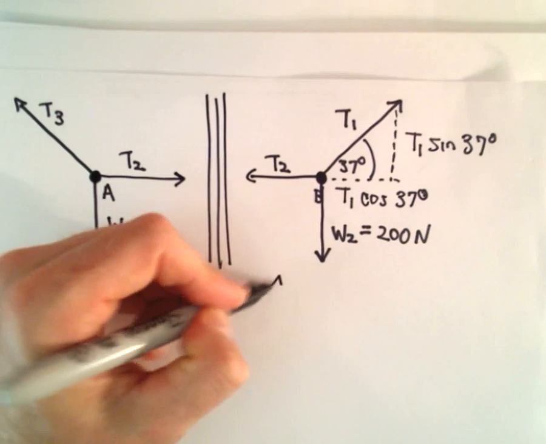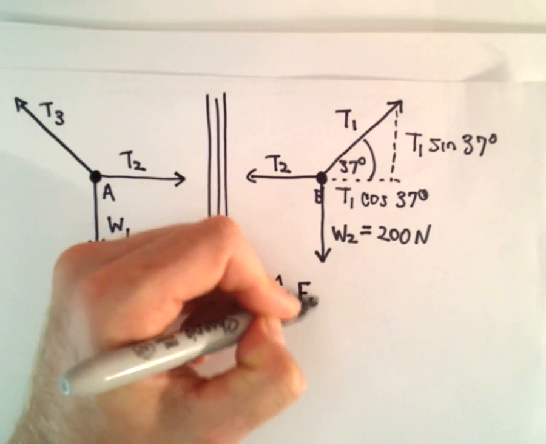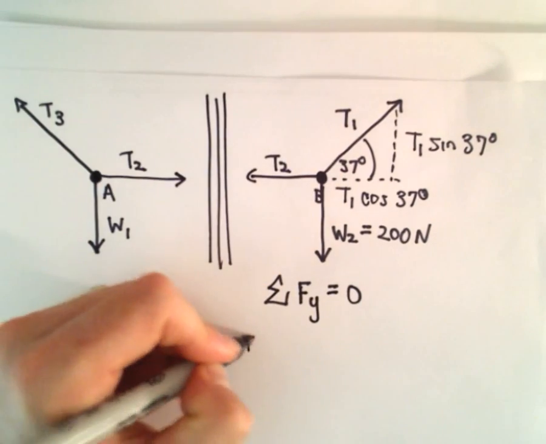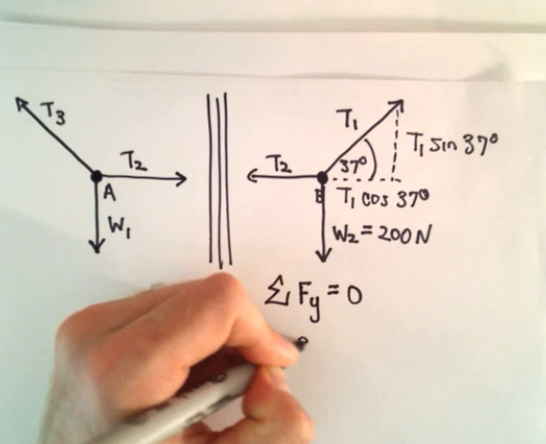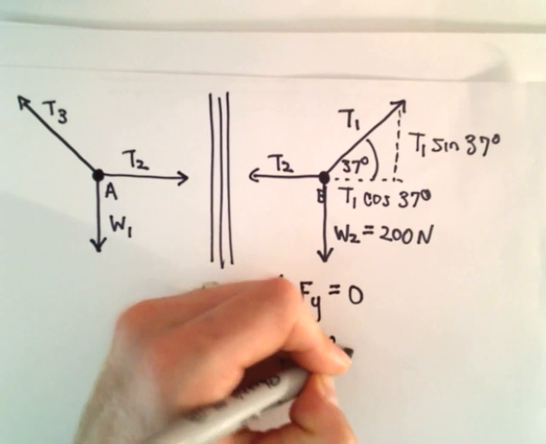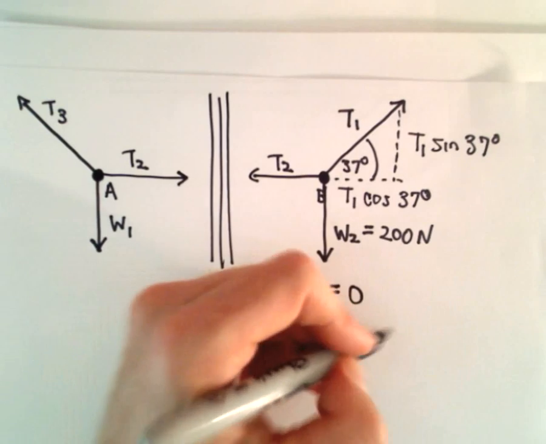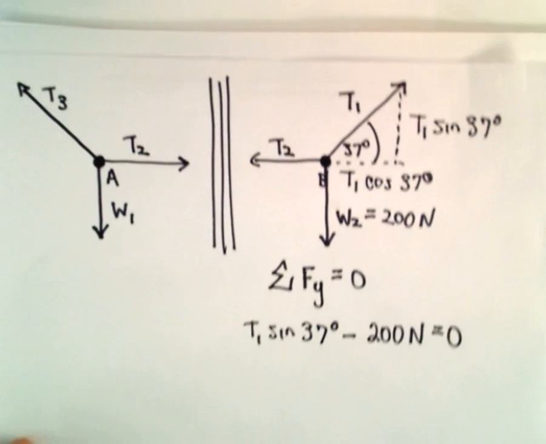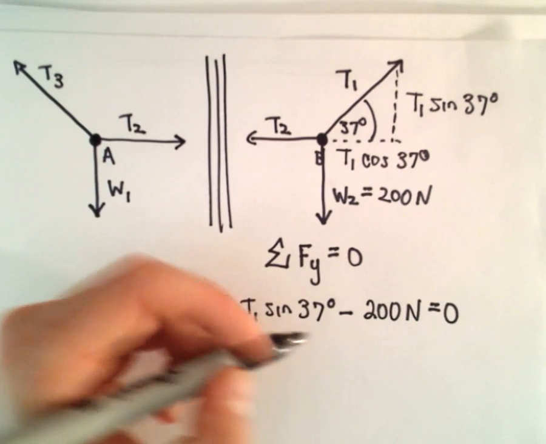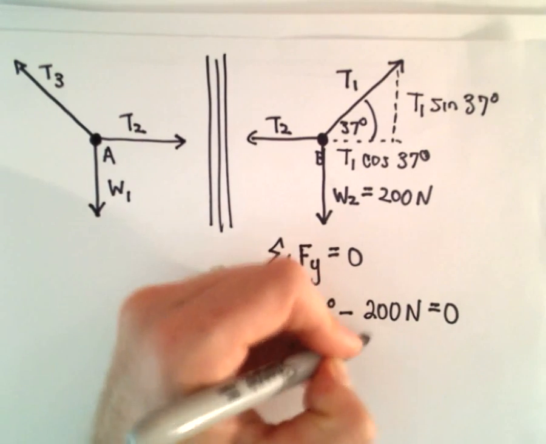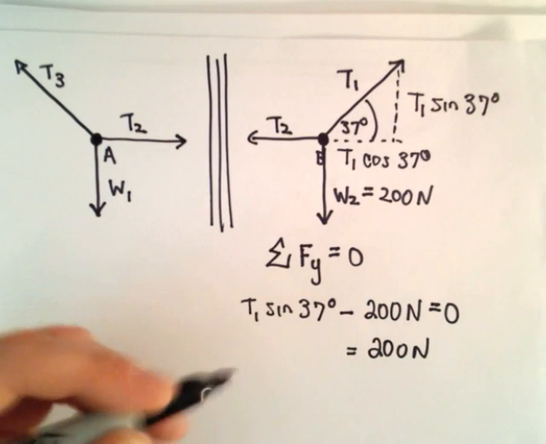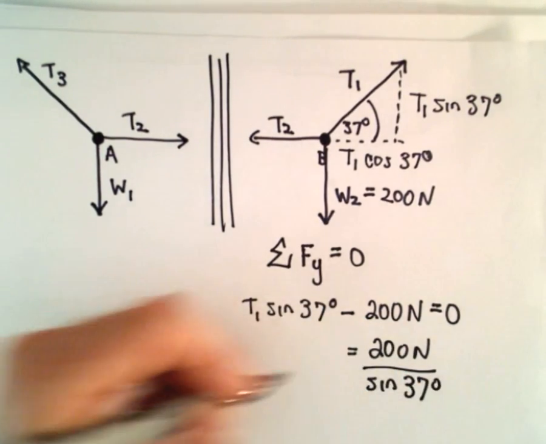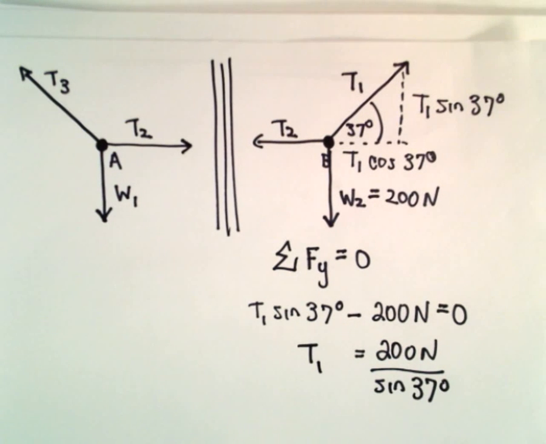But we can use the fact here that if we sum up the forces acting vertically, that's going to have to equal 0. So that tells us that T1 times sine of 37 degrees minus the weight, which is 200 newtons, has to equal exactly 0. That's going to allow us to solve for T1. We can add the 200 newtons over and divide by sine of 37 degrees, and that's going to give us the tension T1.